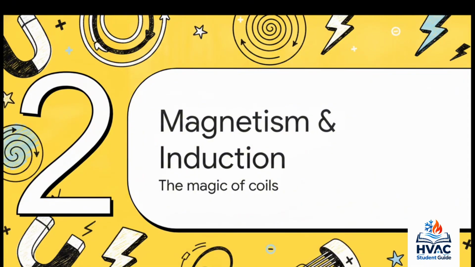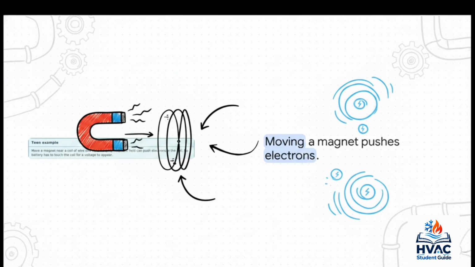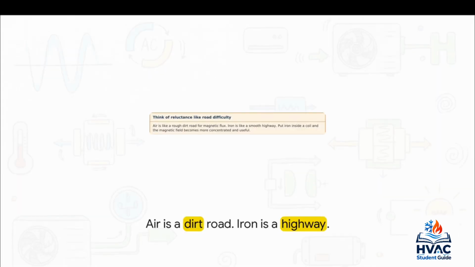Moving right along to Part 2, magnetism and electromagnetic induction. Picture this. You simply move a magnet near a coil of wire. That changing magnetic field actually pushes the electrons inside that wire to create voltage. Notice what's missing there. There is absolutely no battery touching the coil. The physical movement through a magnetic field is literally inducing the electrical flow. It's a completely vital concept that explains how electricity can be transferred or even created without any direct electrical connections at all.